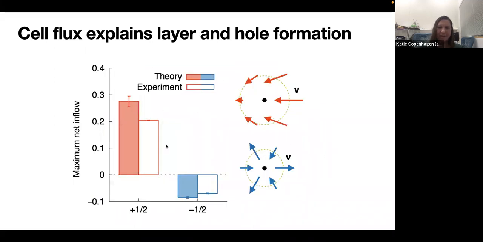And just to illustrate that more, this is the net inflow at the maximum radius. So we drew a circle around the positive defects, and this is what the flow field looks like. If you integrate around this loop, you can calculate the net inflow and see that the theory and the experiment are pretty closely matched, where you have a net positive inflow towards the center of the positive defects, and then a negative inflow, or an outflow, around the negative defects.